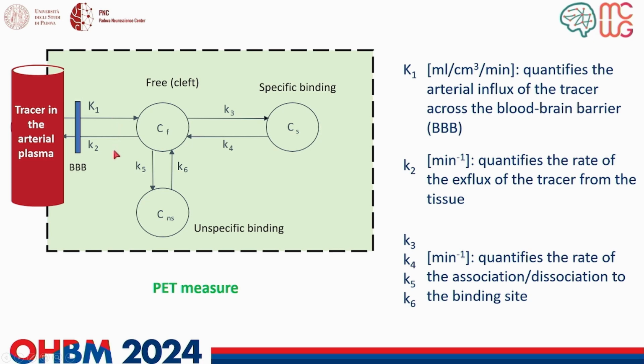K2 only quantifies the rate of the efflux of a tracer from a tissue. Interesting, but not really so. And K3, K4, K5, K6 are related to the specific binding and the unspecific binding. Again, the unit of measurement in this case is milliliters of volume over minutes, and here these are just the rate constants, velocities.